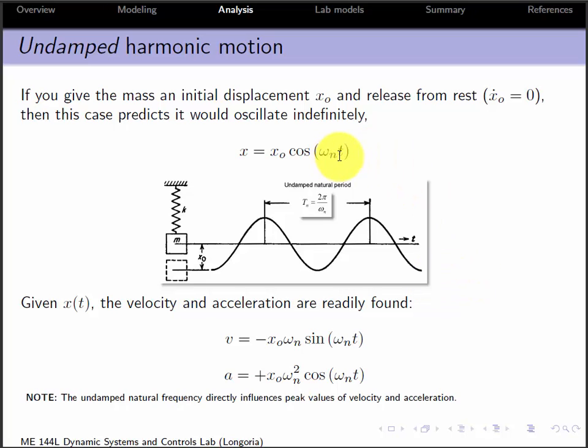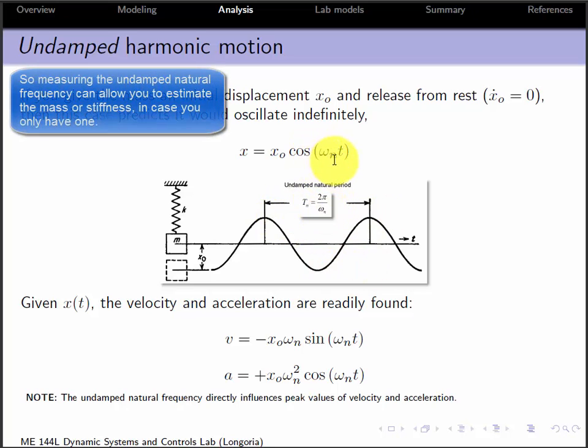And if you know, in this case, K and M, your stiffness and mass, you know what that frequency is going to be. You know what that period is going to be. Or flip it around. If you don't know K or M, you have a system, you deflect it, you measure this period, and that gives you a measure of the natural frequency.